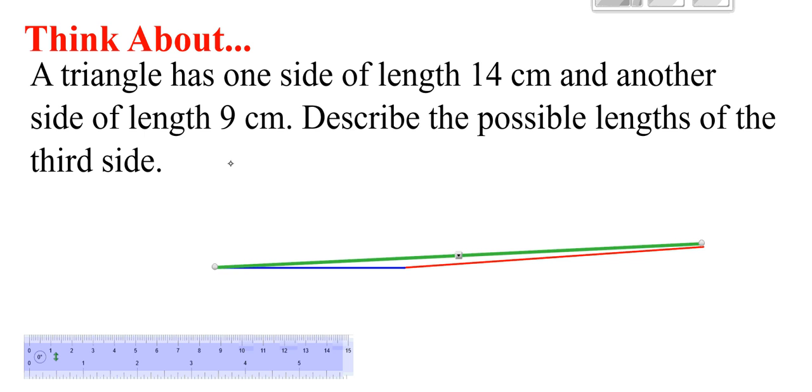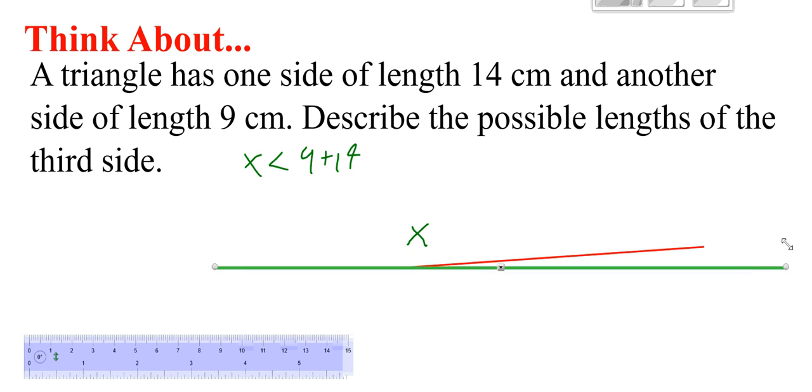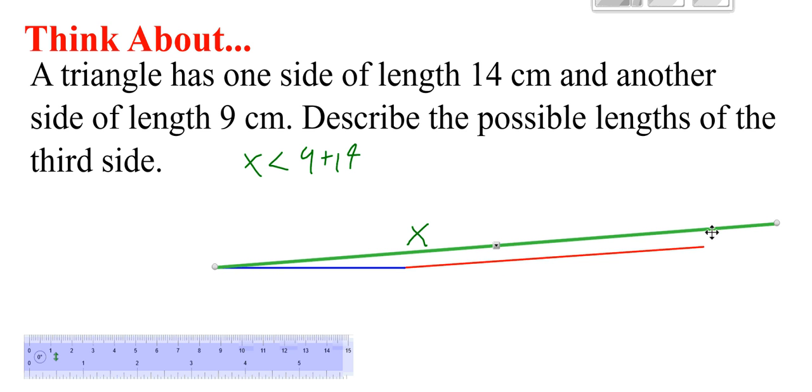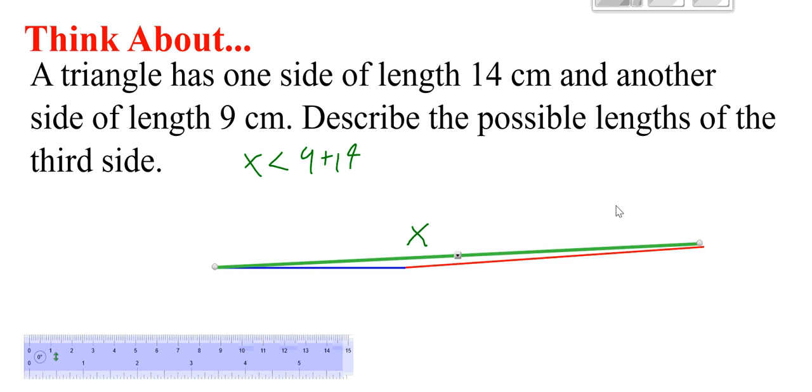So we'll call green's length X. X has to be less than 9 plus 14. There's no way that this side length could be any longer. Otherwise, those two sides just aren't going to meet. At most, it's going to be close to it, but it can't be equal to it. So this side length has to be less than these two sides added up, so it has to be less than 23 centimeters.